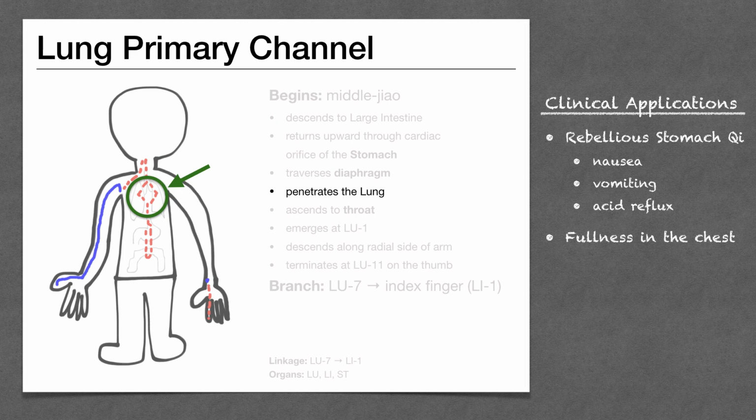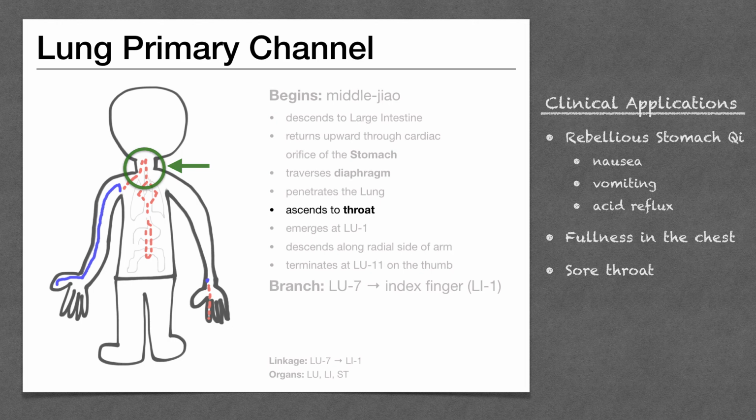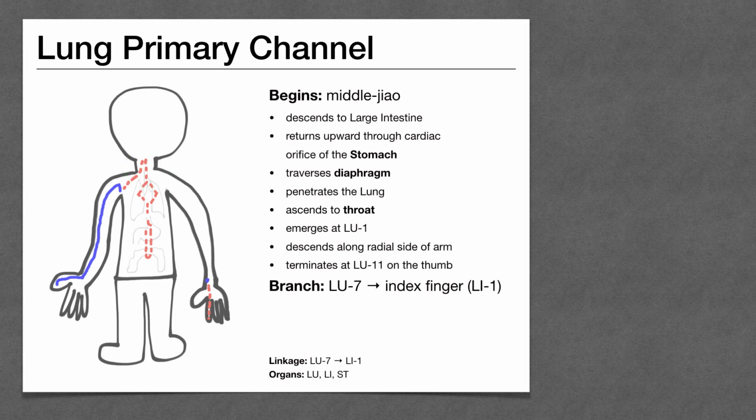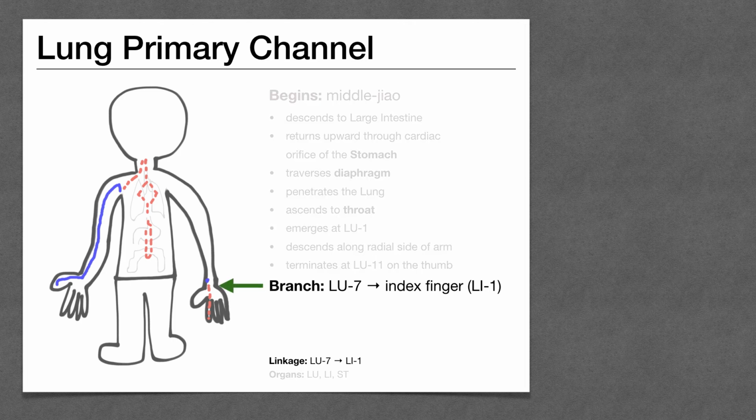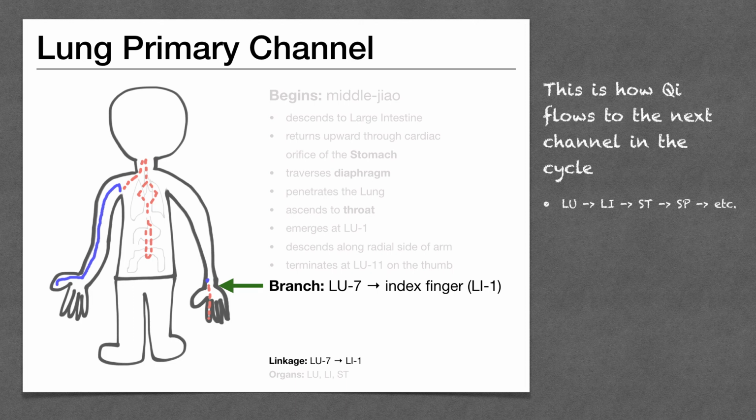And a really important one, the lung channel ascends to the throat. So the lung channel is going to be very important in treating things like sore throat or congestion. After that, the channel emerges and its external pathway goes down the radial side of the arm to the thumb. So we're able to treat conditions all along the pathway of that channel. And finally, we want to pay attention to this branch from lung 7 to the index finger. This is the path the qi takes to get to the next channel in the sequence of flow. So in the order of the qi flow, lung to large intestine to stomach to spleen, this is how the qi gets from the lung channel to the large intestine channel, through this branch.